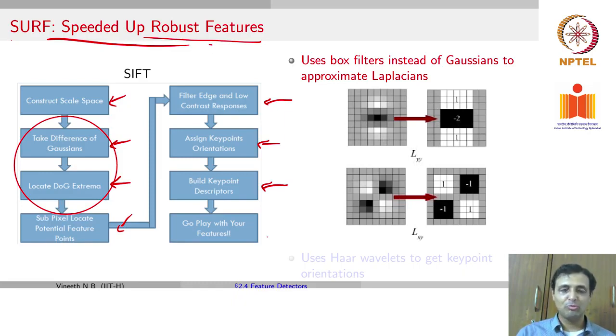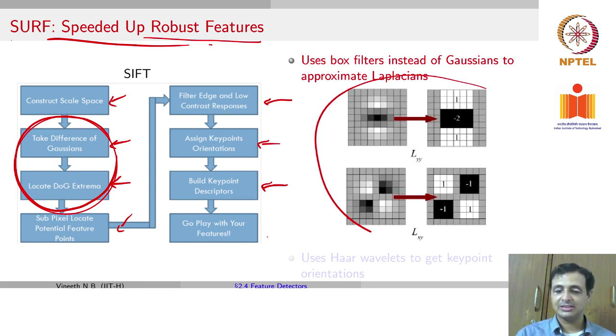So one of the improvements that SURF comes up with on top of SIFT is, instead of using difference of Gaussians and finding the extrema, they use what are known as box filters. These are also known as Haar filters. We'll talk about them on the next slide. But these are also known as box filters.